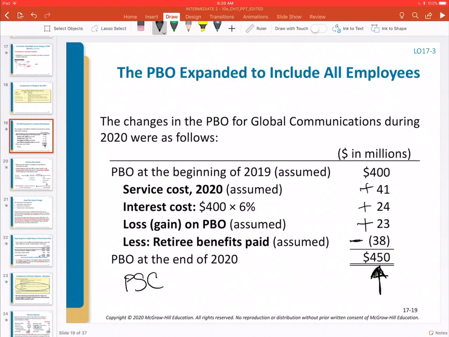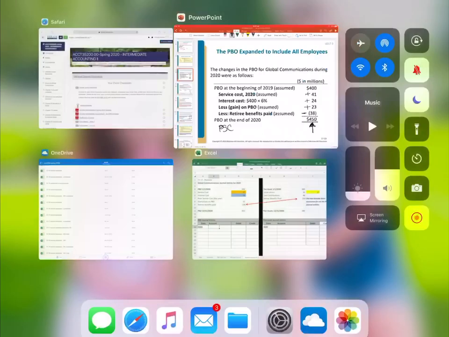So if you're given an example where there's prior service costs, you can go back to what we did with Jessica Farrow and see that the very simple entry that we made for prior service cost was a debit to prior service cost, other comprehensive income, and a credit to the liability. So again, you can look back at the individual example to see what the journal entry was for each of these items. But let's go ahead and jump into our Excel spreadsheet.